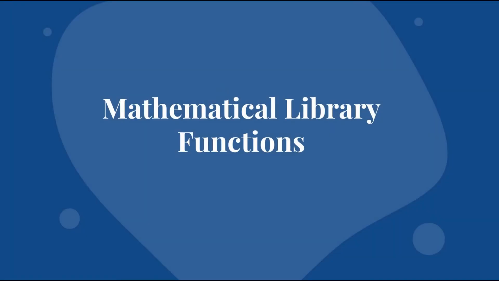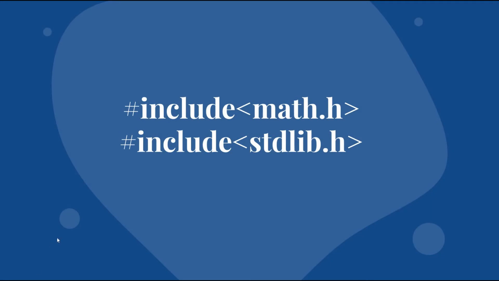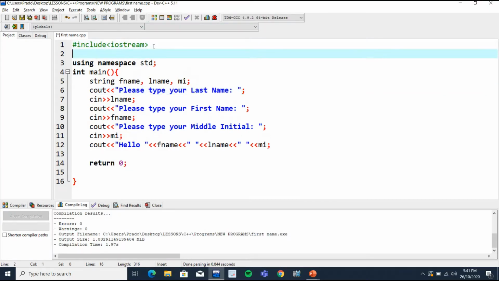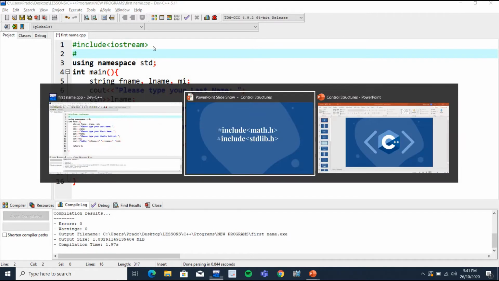So, let's proceed to our next topic, which is the mathematical library functions and different control structures. So, first one is the mathematical library functions. So, ano po bang gamit ng mathematical library functions? So, kung mapapansin niyo po dito, meron tayong bagong headers na ilalagay sa C++, which is the include math.h and include stdlib.h. So, ilalagay po natin tong dalawang to dito sa may taas after ng include iostream. So, depende po kung ano yung paggagamitan natin.